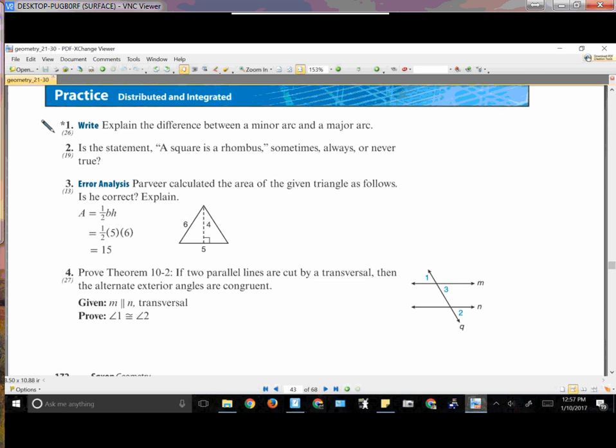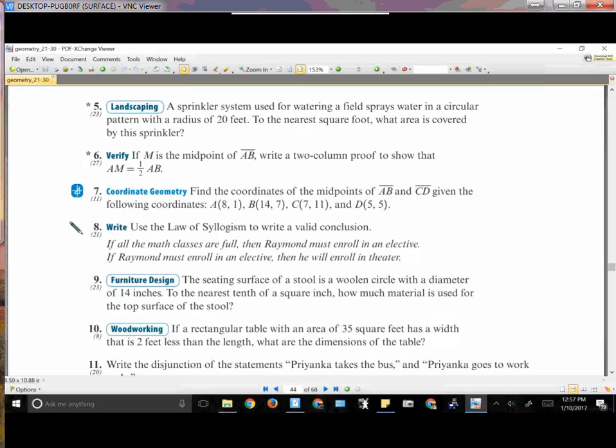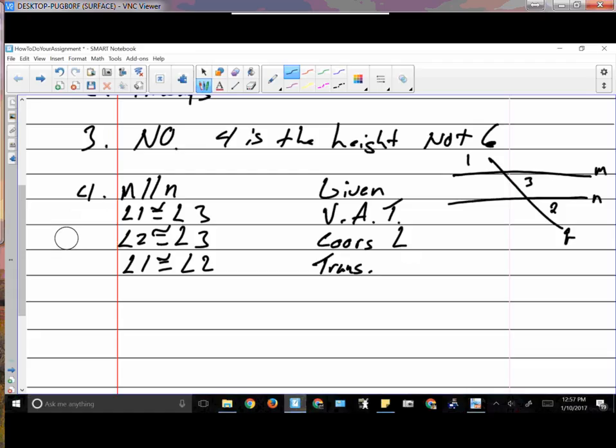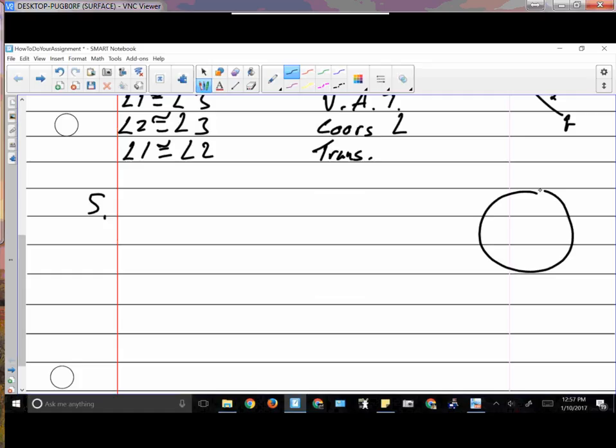Now on 5 here, it says, a sprinkler system used for watering sprays water into a circular pattern with a radius of 20 feet. To the nearest square foot, what area is covered by this? Now, when you are trying to show your work on this thing, we've got a circle. It's a circular area. Okay, so I'm going to draw myself out a circle. And it said the radius was what? 20.